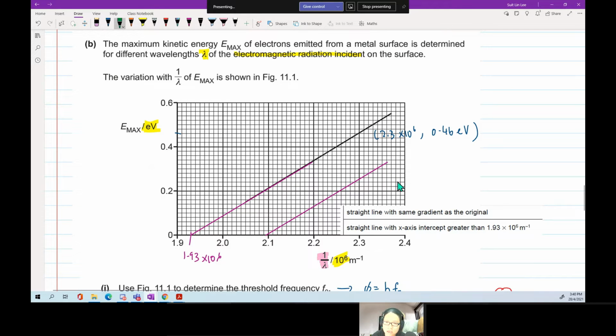So for this one, the work function increases. Now, work function is hc over lambda naught. Work function is hc over lambda naught. Did the work function increase?